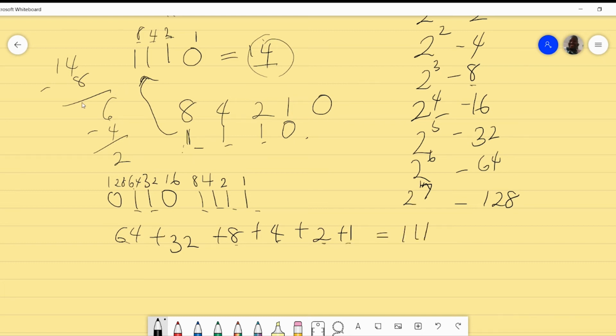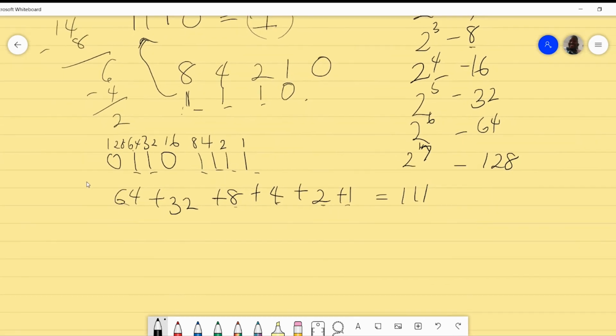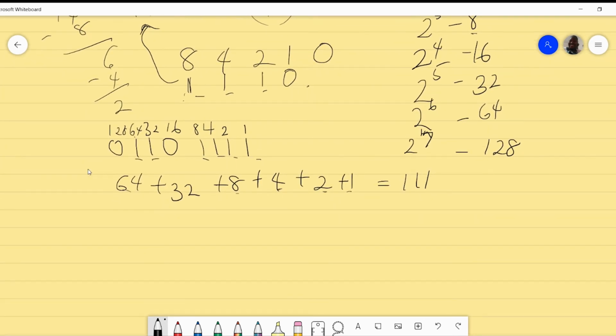So let's say we want to convert 111 back to binary, and let's see if we're going to get exactly what we have here. Now 111 comes in between 128 and 64. It's not up to 128, like you can see, and it's more than 64. So we start with 64. Let's start by writing our multiples of 2 here so that we can put our 1s under them to convert to binary. So we have 64, 32, 16, 8, 4, 2, 1.